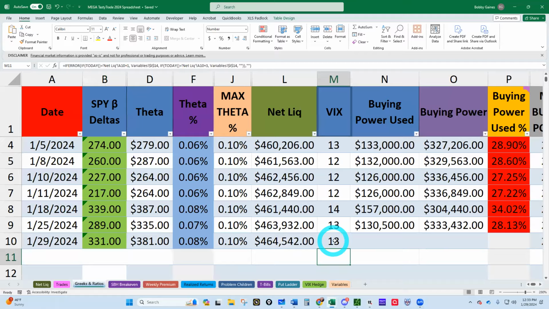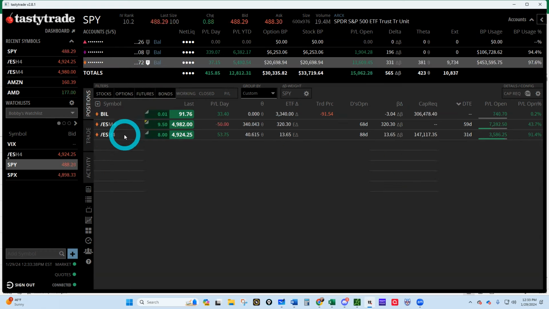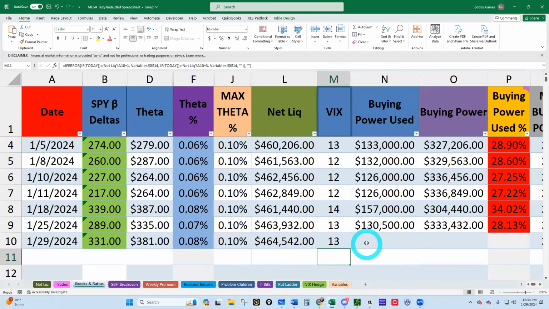VIX is at 13. And our buying power for all those big old thingamajiggies that we got is positions. I just want the positions of this one. There we go. So we're using 147, 117. This is what we're using for Bill, so we don't count that. So we'll just use this, 147, 100.